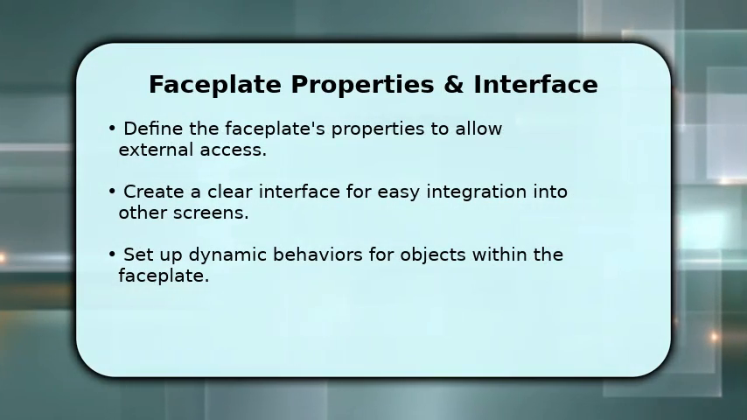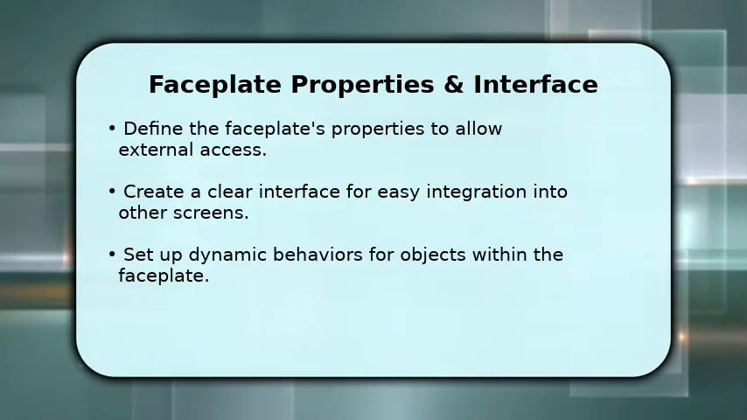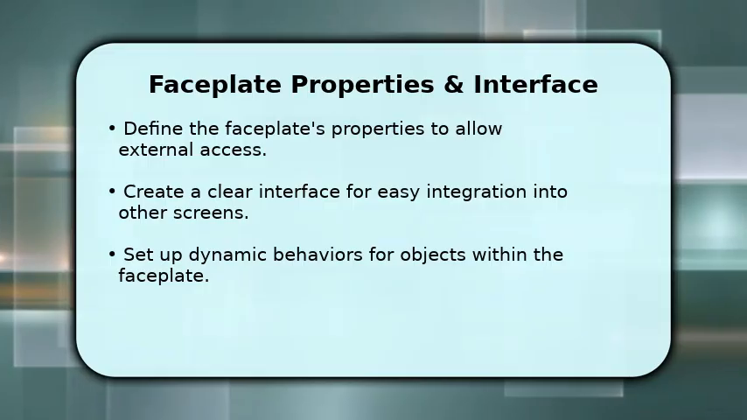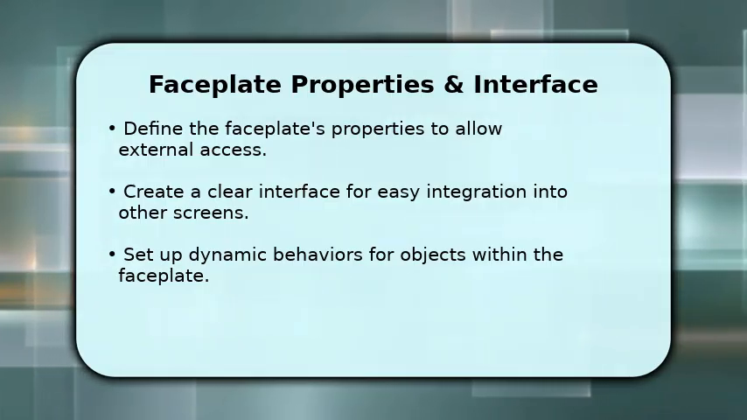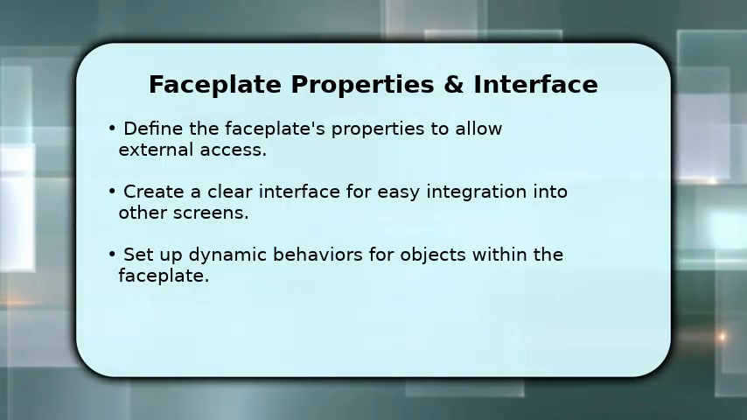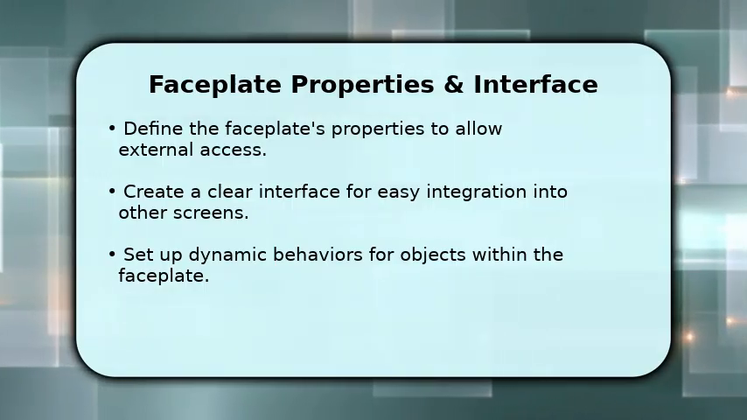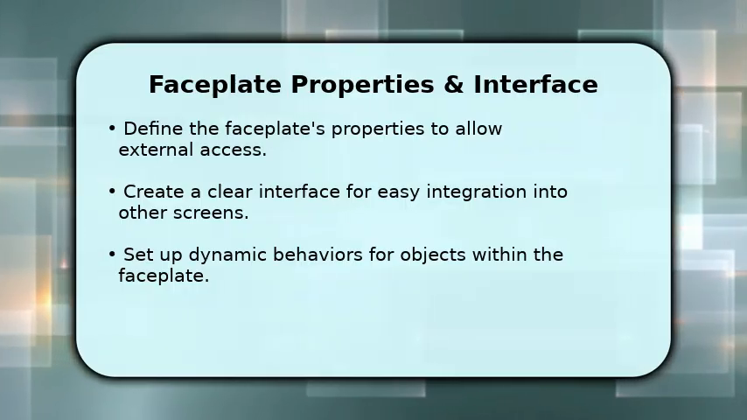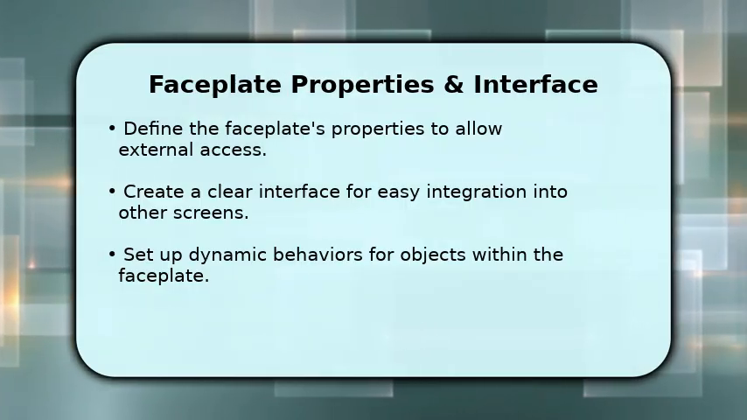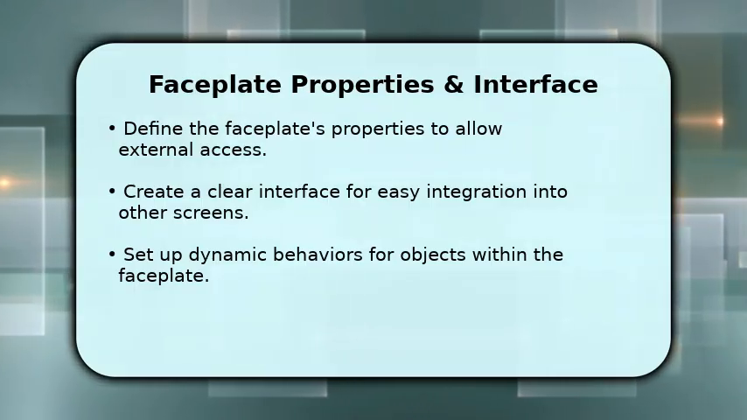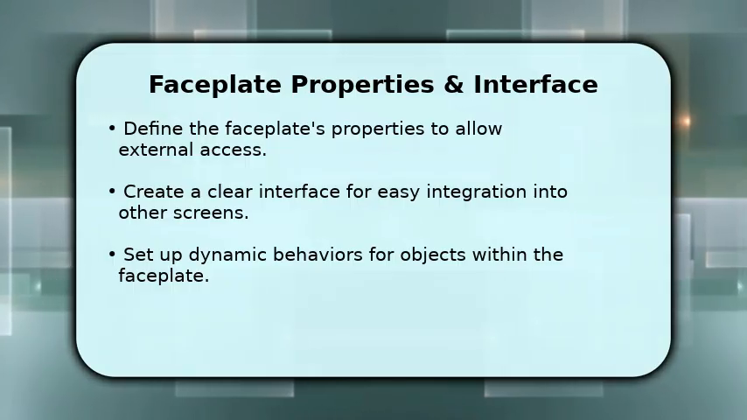Now, let's define the properties of your faceplate. Open the Faceplate Properties dialog and add new properties that you want to expose to other screens. These properties act as an interface, allowing you to control the faceplate's behavior from outside. For example, you might add a property for a motor's speed or a valve status. This step makes your faceplate highly reusable and adaptable across your WinCC project.